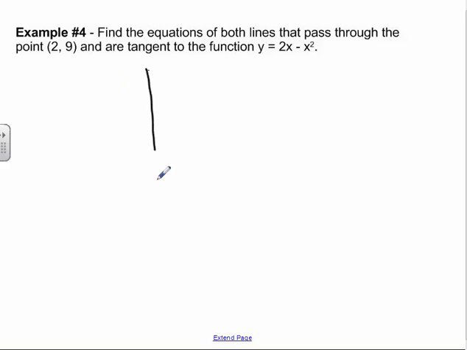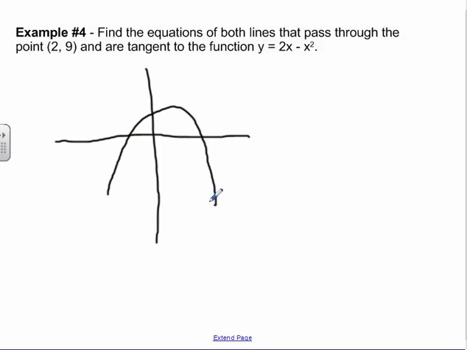I've got a function here, and it's a quadratic. And the quadratic, I mean, I know it's got a negative leading coefficient. It's an upside-down quadratic, but I'm not going to take my time to draw it exactly perfect. I'm just going to say, look, here's roughly what it looks like. And now I want to find the equation of both lines that go through the point 2, 9.